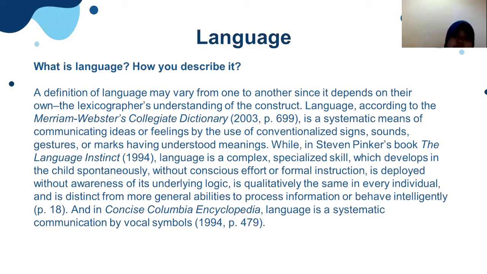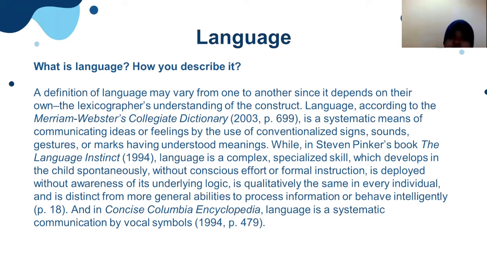What is language? A definition of language might vary from one to another, since it depends on the lexicographer's understanding of the context. Language, according to the Merriam-Webster Collegiate Dictionary, is a system of communicating ideas or feelings by the use of conventional signs, sounds, gestures, or marks having understood meanings.